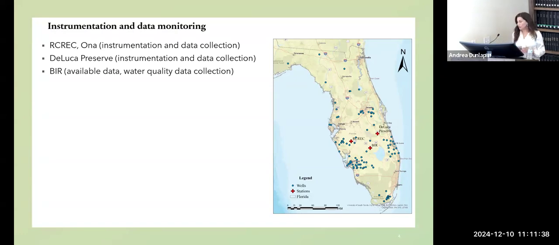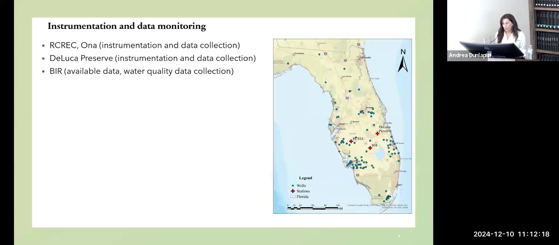So in this map, if you look at the blue dots, those are the monitoring wells, the groundwater wells. Despite the general idea that groundwater well data is very basic and available everywhere, we see that the spatial distribution of the wells is not very good. We see a lot of gaps in some areas of Florida, and we don't have data there.